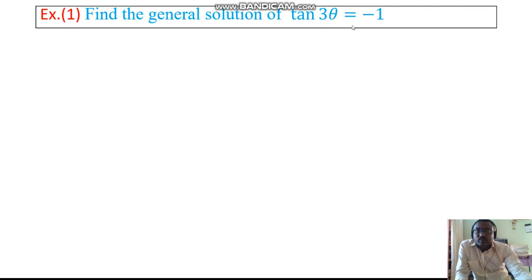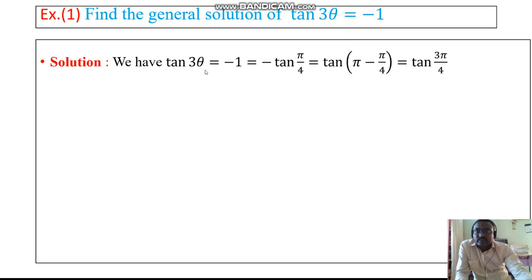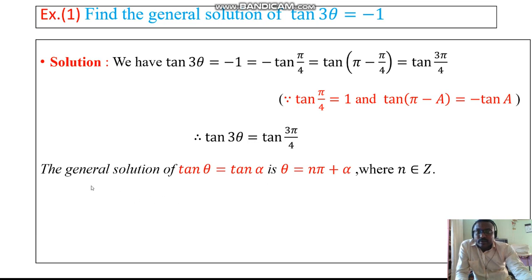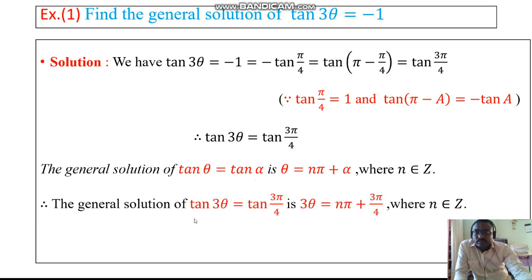Now find the general solution of tan 3 theta is equal to minus 1. First we will write tan 3 theta is equal to minus tan of pi by 4, and that is equal to tan of pi minus pi by 4, that is equal to tan of 3 pi by 4, and because of this formula we can write tan 3 theta is equal to tan 3 pi by 4, and we know the formula for the equation tan theta is equal to tan alpha is theta is equal to n pi plus alpha, where n is an integer.